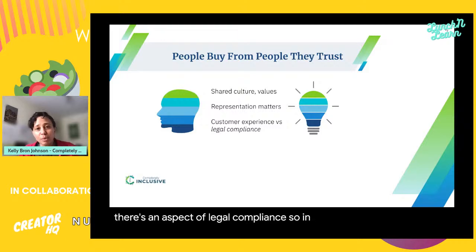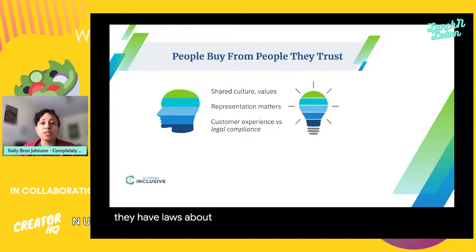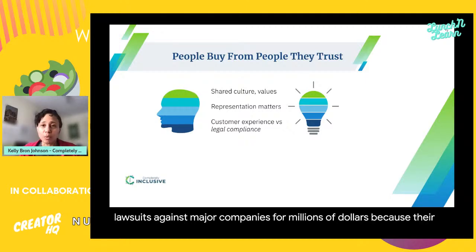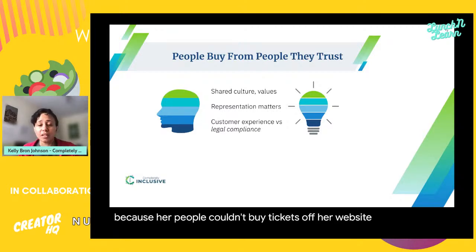So in Canada, we don't have the same thing as the ADA in the US. That's the Americans with Disabilities Act. They have laws about not just physical accessibility, but web accessibility. So your website has to be compliant. It has to fit certain standards and it has to be accessible. There have been huge lawsuits against major companies for millions of dollars because their website wasn't accessible. Beyonce was one of the people that got sued because her fans couldn't buy tickets off her website in an accessible way. And there's just so many.